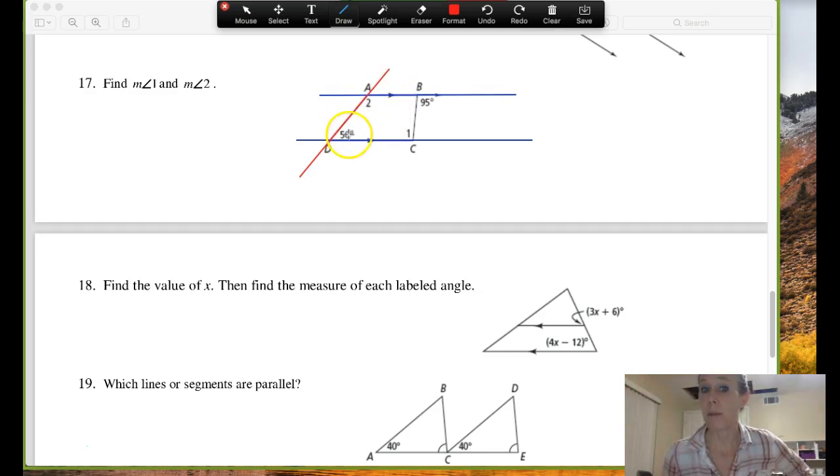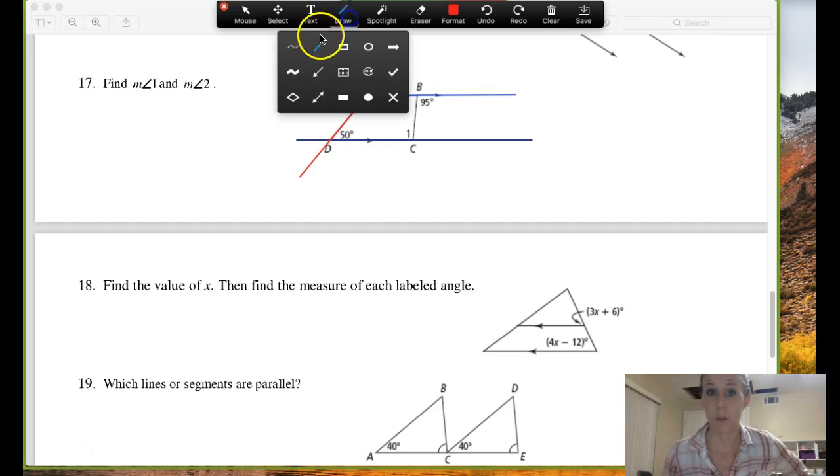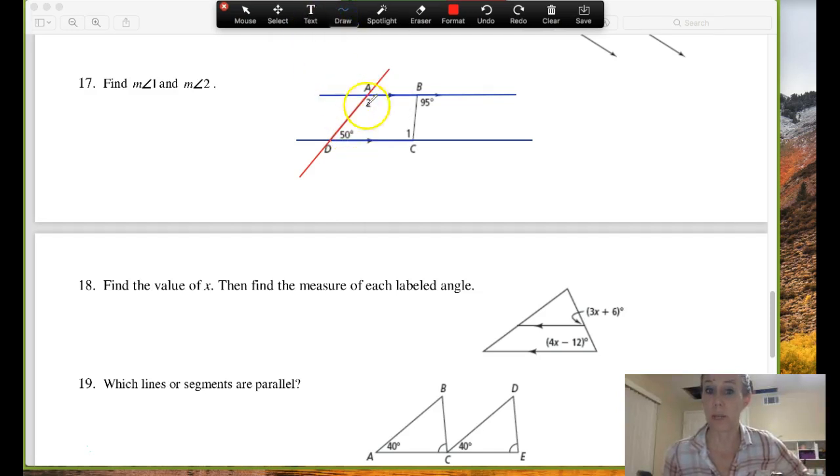These are same side interiors. That's the one theorem that's not the congruent theorem. Same side interiors are supplementary, meaning they add up to be 180. So I'm going to go 180 minus 50 to get angle 2, and I'm going to get 130. I can do it, guys. Apparently, at 6 o'clock at night, I cannot do that. Okay, the measure of angle 2 is going to be 130.